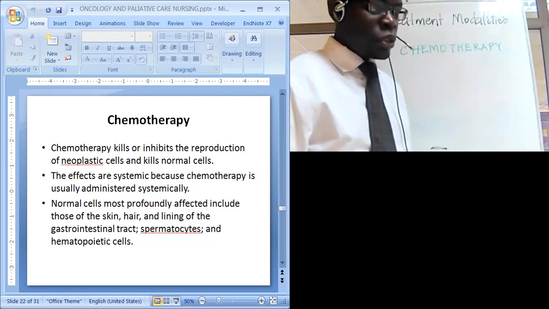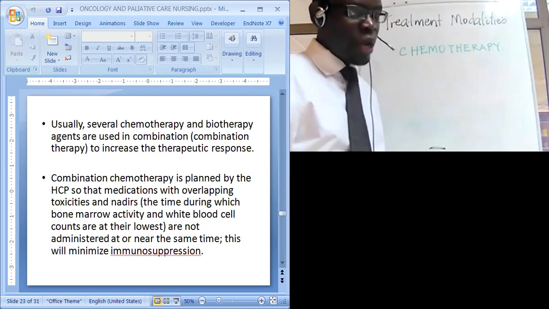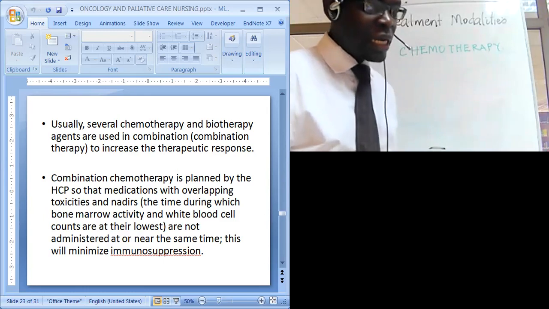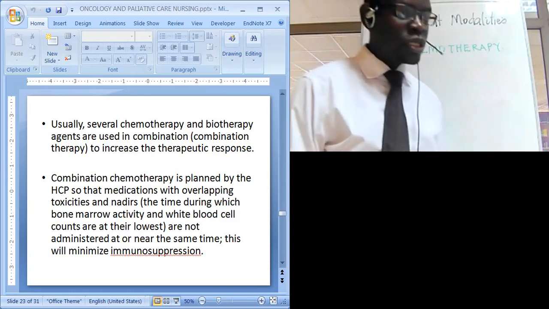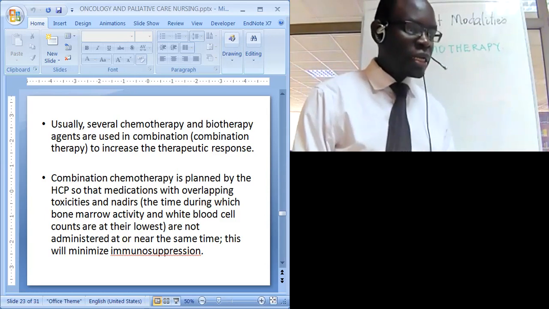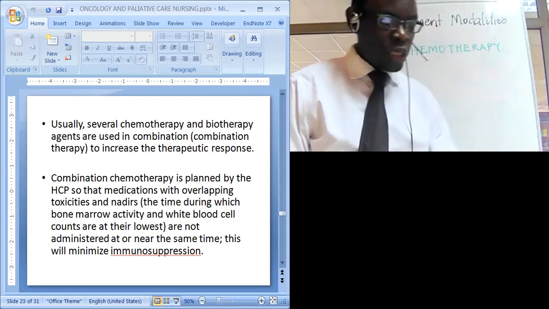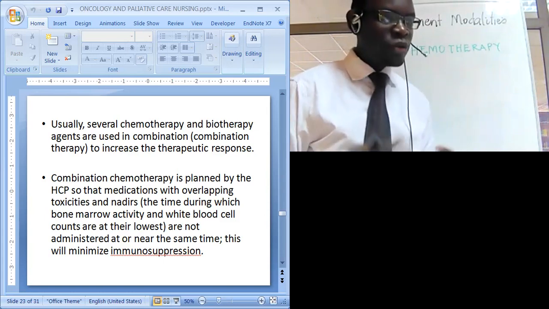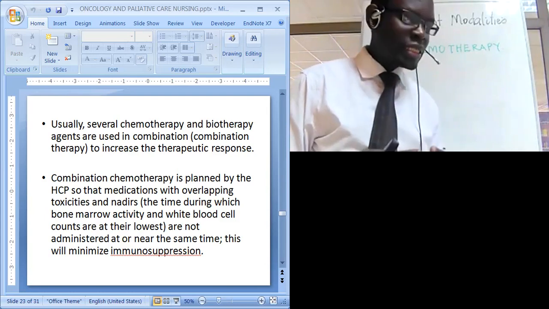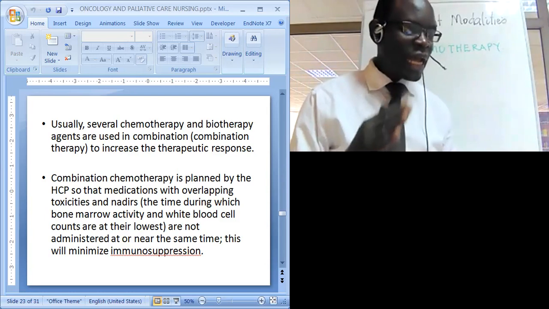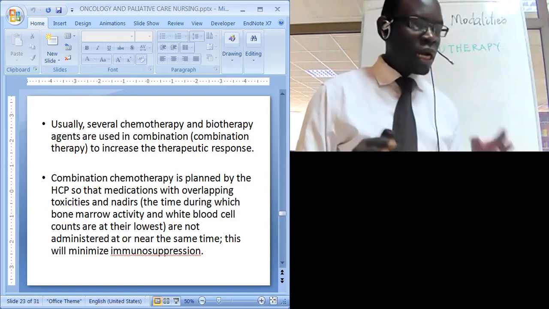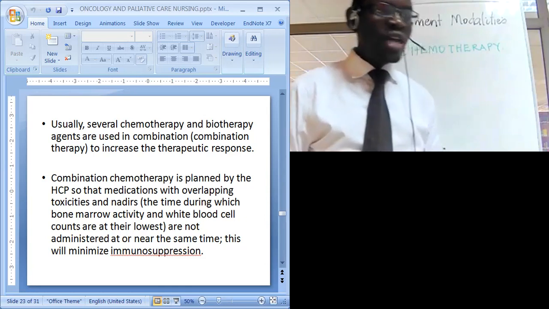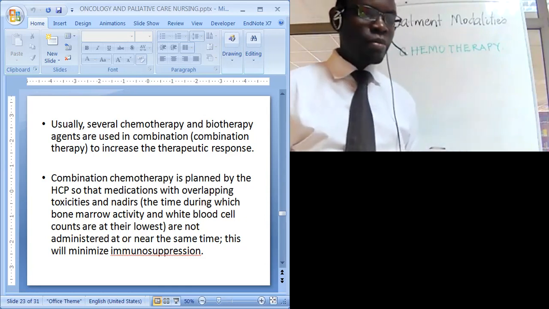Usually several chemotherapy and biotherapy agents are used in combination. Of course, this combination is planned by the healthcare provider. However, it should not be given where those two medications have what we call overlapping toxicities and nadir. A nadir is that time during which the bone marrow activity and white cell production are at their lowest rate. So they are not administered when they have the same toxicity and the same nadir.